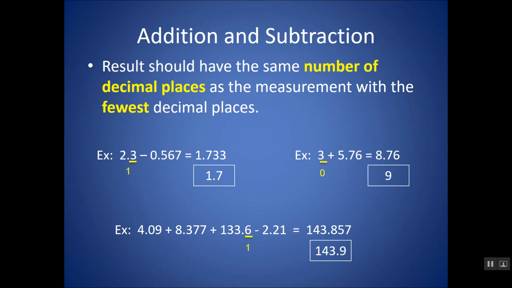Okay, so when you're doing calculations, pay attention to whether it's multiplication or division, in which case you will count the fewest sig figs and round your answer to that amount. Or if it's addition and subtraction, in which case you will count the places after the decimal and round your answer to the fewest decimal places.